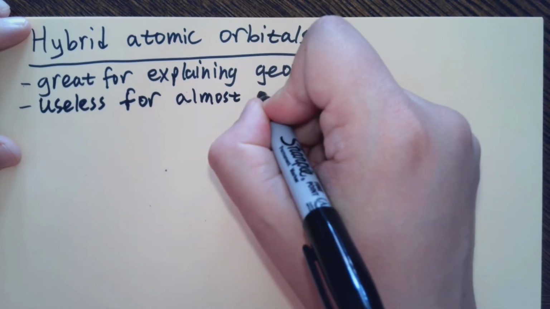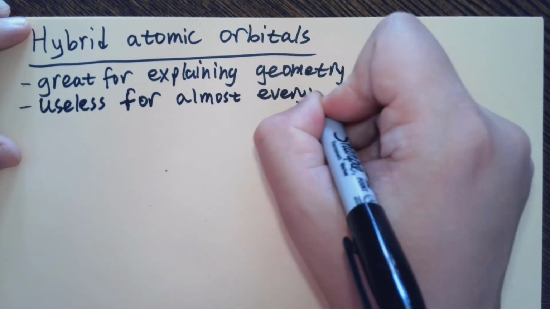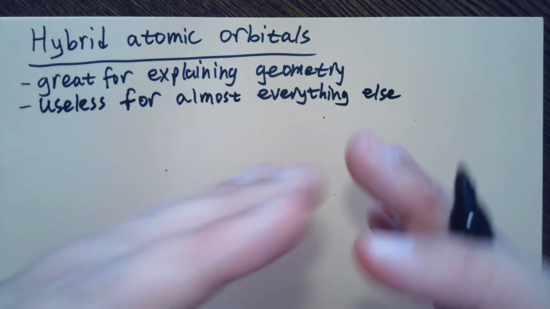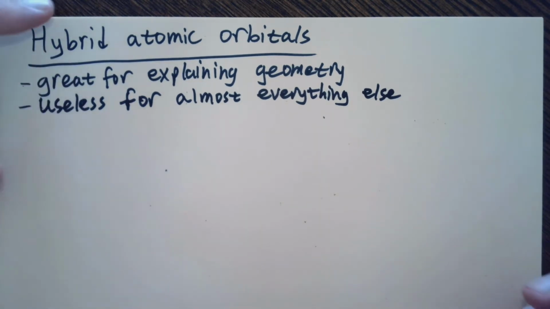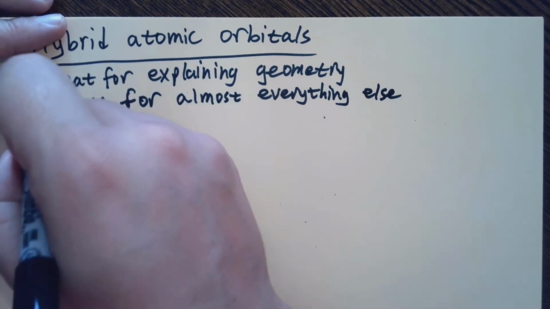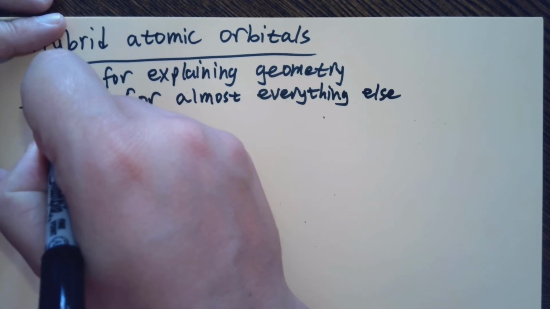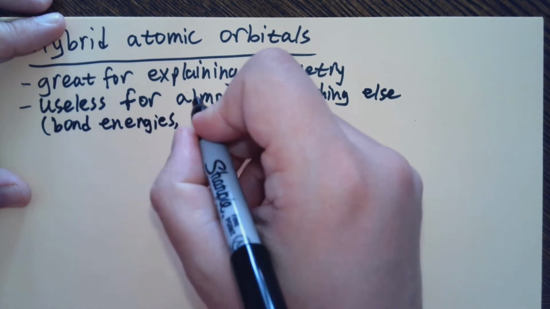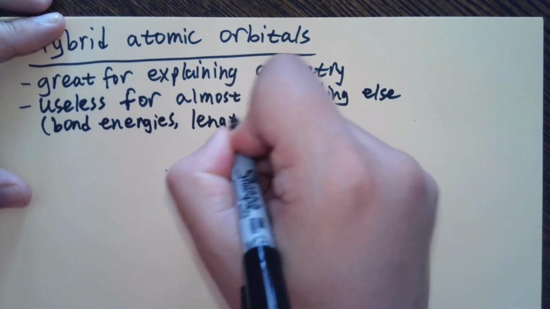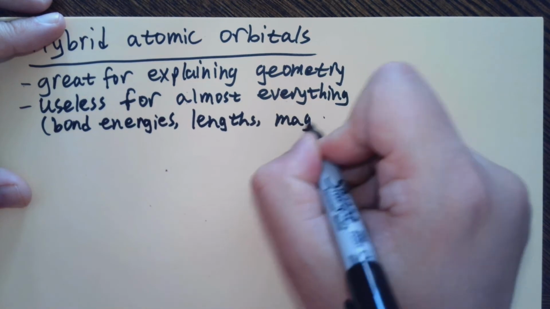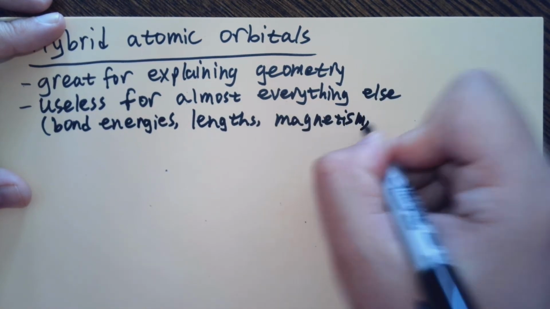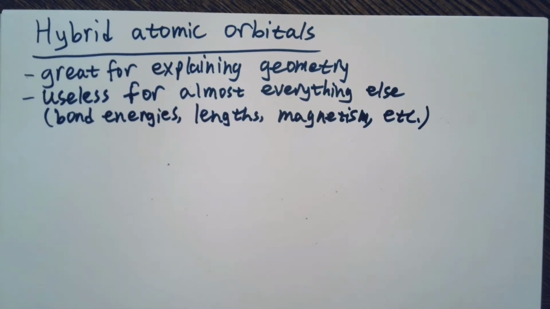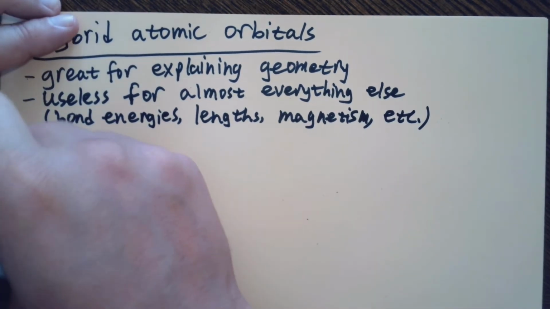So it's great for geometry. And it doesn't work great for those lone pairs squeezing bond angles either. So only for ideal geometries. Bond energies, no explanation for that here. Bond lengths, nah, that's not going to happen. Magnetism, no, not going to happen. Just list goes on and on. So it works with geometry, doesn't work for anything else. So here's kind of the basic idea.